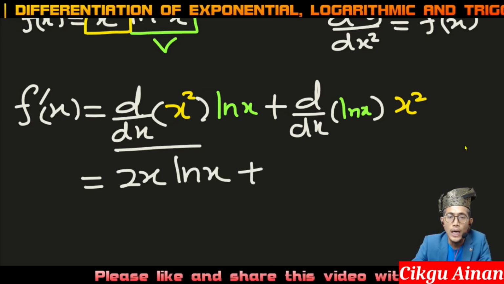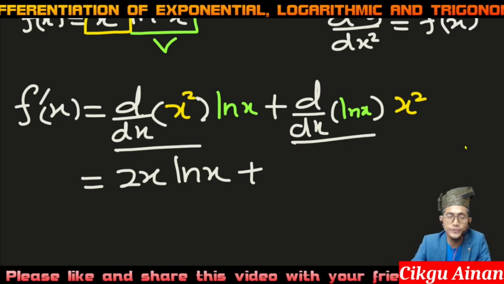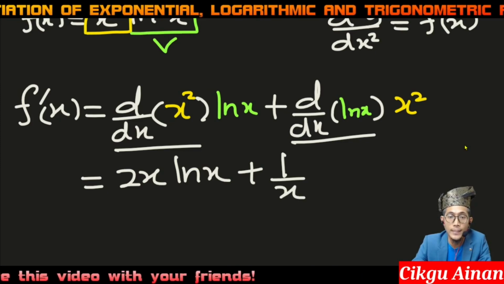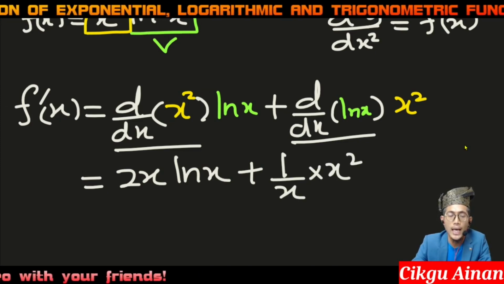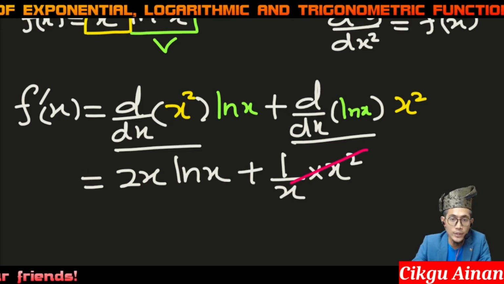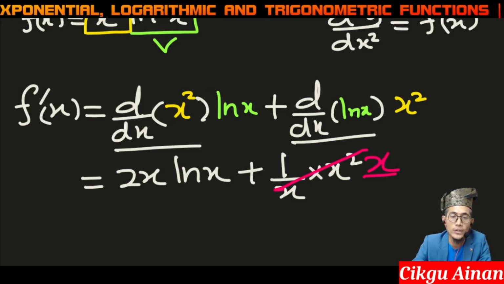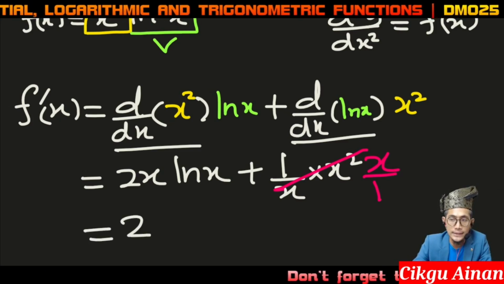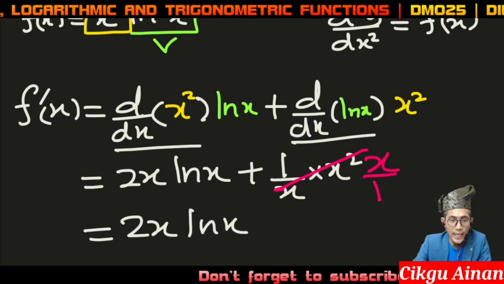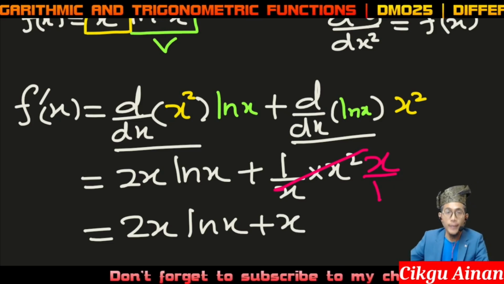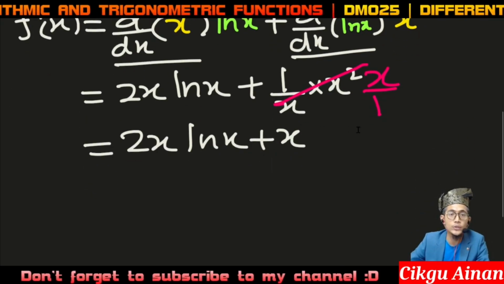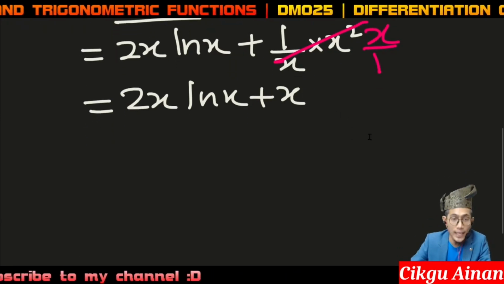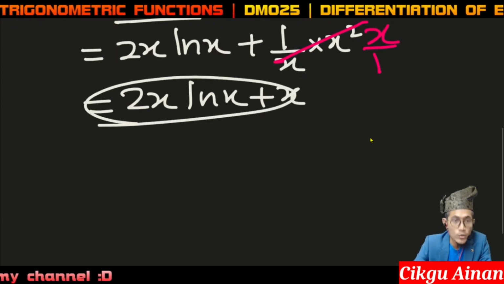Now how about this one? ln x differentiate with respect to x is 1 over x, and then multiply by x squared. So this one we can simplify to become x over 1, which is x. Therefore the answer is 2x ln x plus x. But this is only the first derivative. We want the second derivative, so we have to differentiate this one more time.